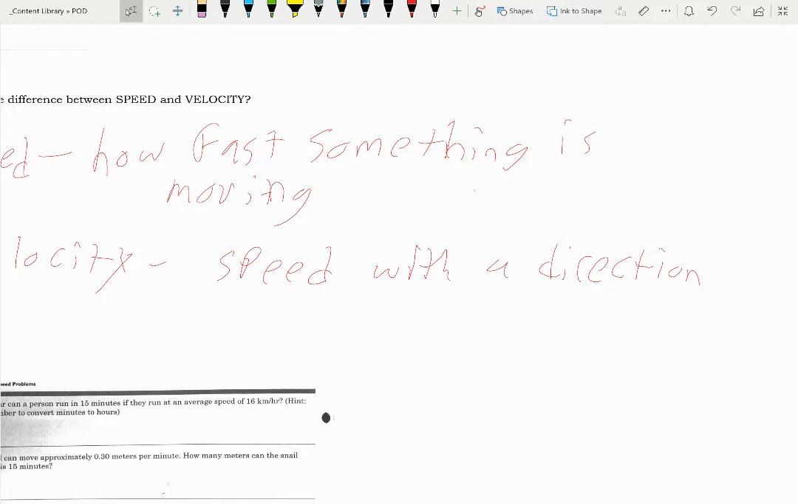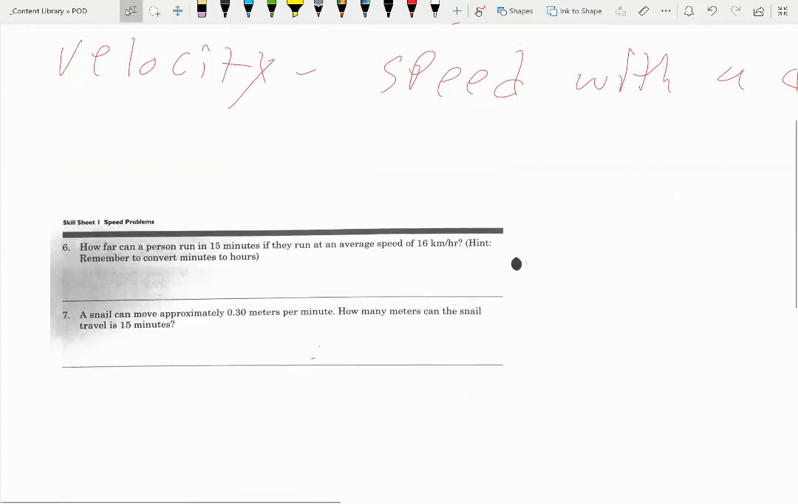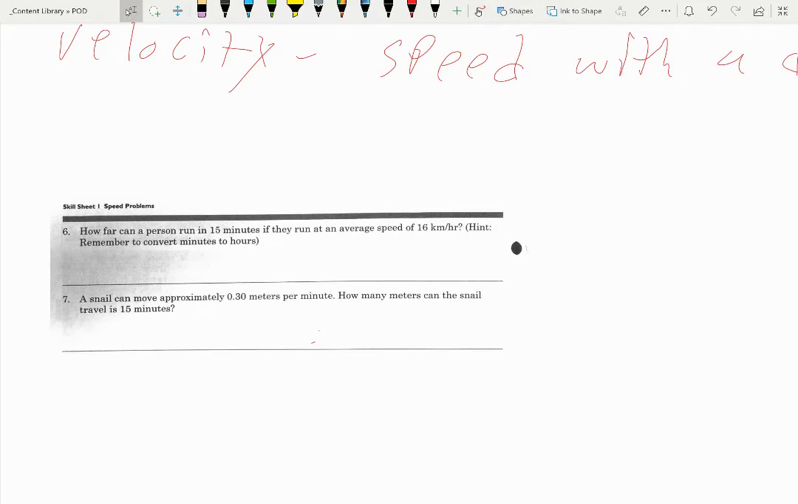Okay, so let's take a look at these problems down here. It says, how far can a person run in 15 minutes? Okay, it says how far, and we know that our speed formula is distance divided by time. So if the question is how far, what are we going to be solving for? Yes, distance. All right.